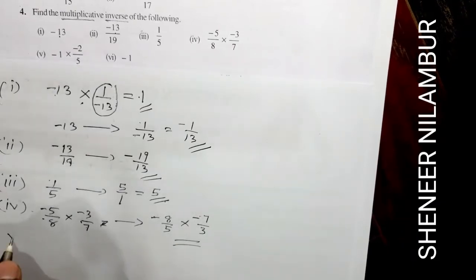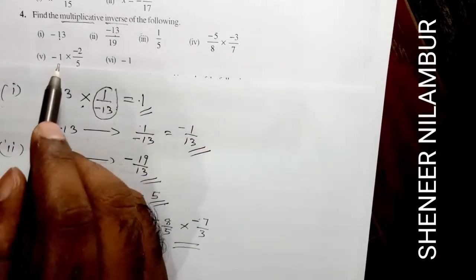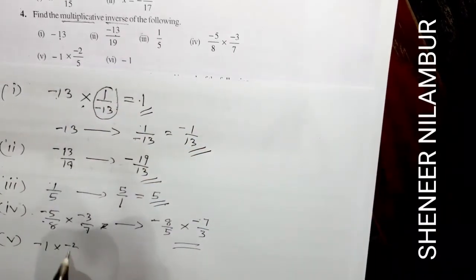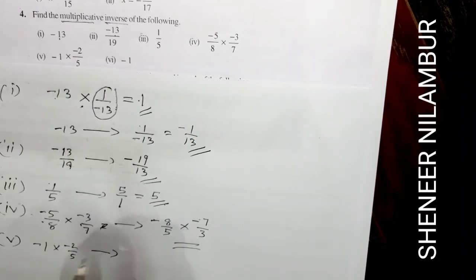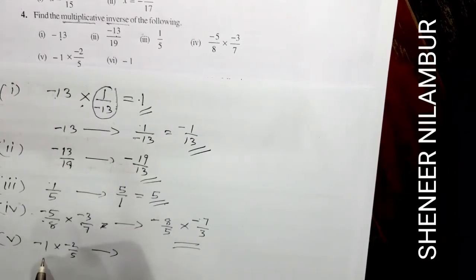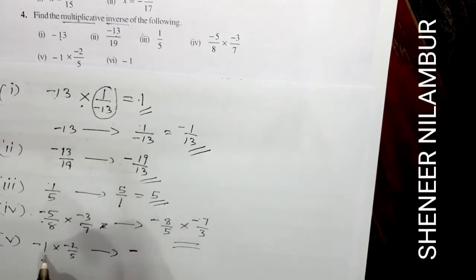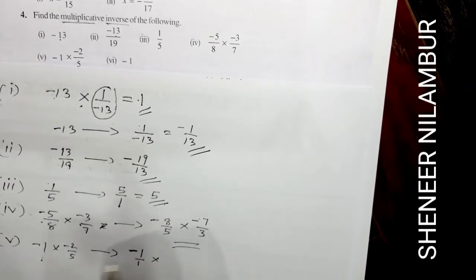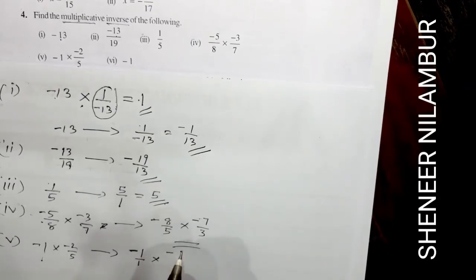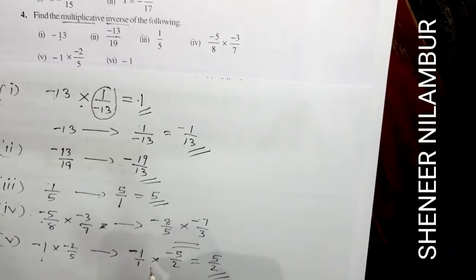Now we can write the fifth question. Fifth question is minus 1 into minus 2 by 5. It's a multiplicative inverse. Minus 1 means minus 1 by 1. So the negative symbol will be given there. Denominator also 1 means same answer will be there, minus 1 by 1 into, minus is there, we want to mention minus, 2 by 5 we can write 5 by 2. So this can be simplified. Minus 1 into minus will be plus, 1 into 5 by 2. So 5 by 2 will be the answer. If you write this, then also you will get a mark.